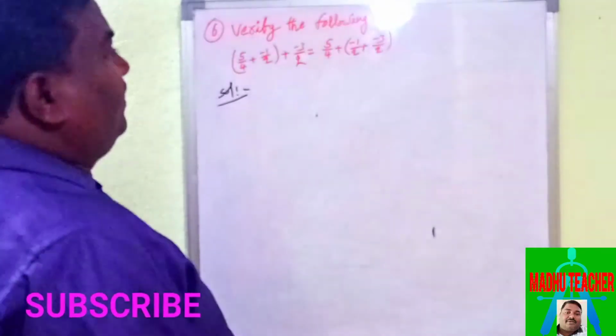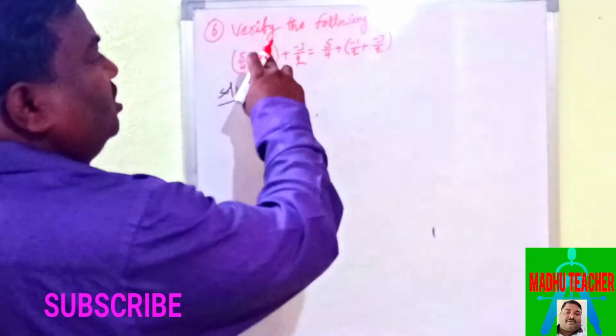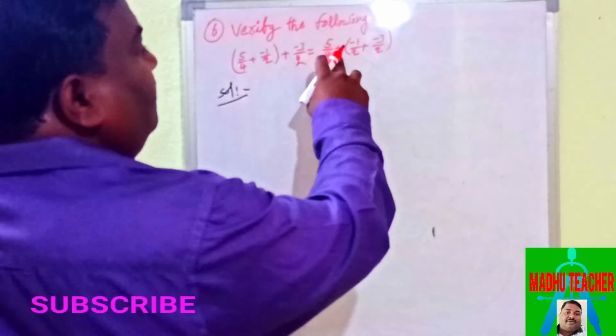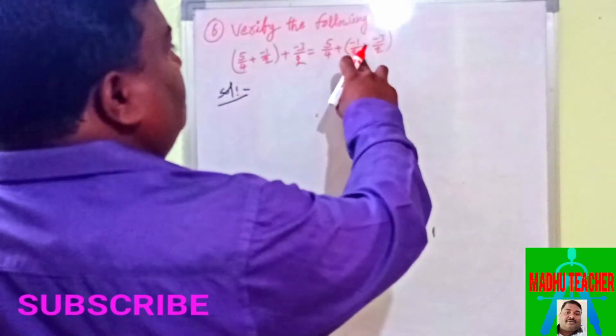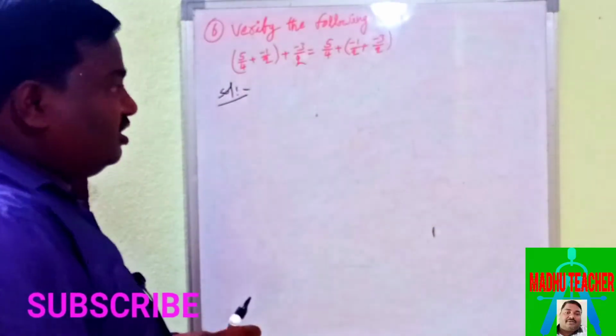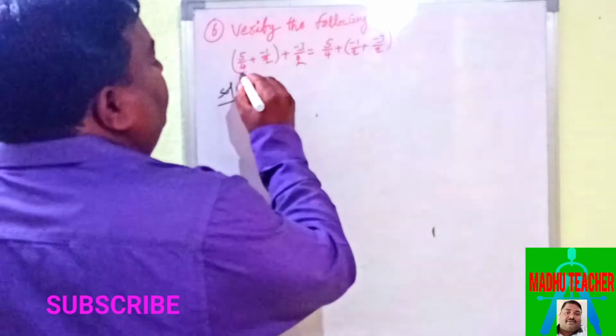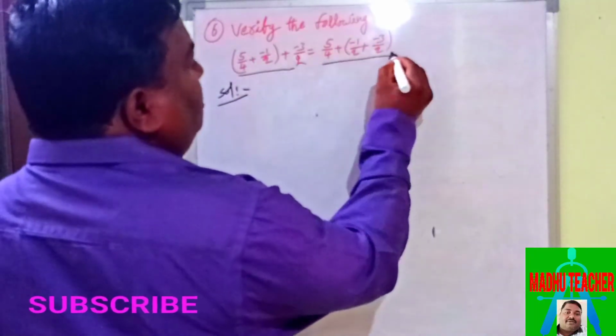Okay, verify the following. 5/4 plus -1/2 plus -3/2 equal to 5/4 plus -1/2 plus -3/2. So what you have to do? You have to verify LHS equal to RHS.